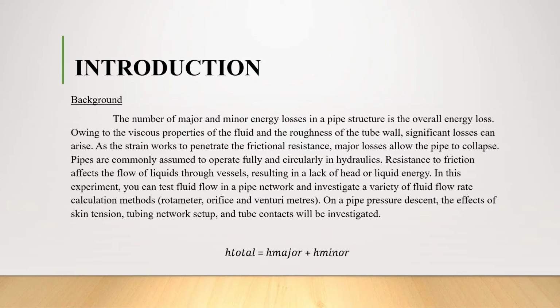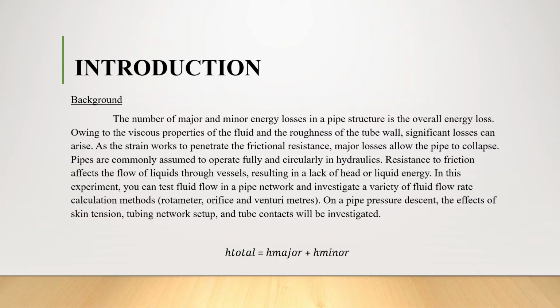Introduction. The sum of major and minor energy losses in a pipe structure is the overall energy loss. Owing to the viscous properties of the fluid and the roughness of the tube wall, significant losses can arise. As the strain works to overcome the frictional resistance, major losses occur in the pipe. Pipes are commonly assumed to operate full and circular in hydraulics. Resistance to friction affects the flow of liquids through vessels, resulting in a loss of head or liquid energy.